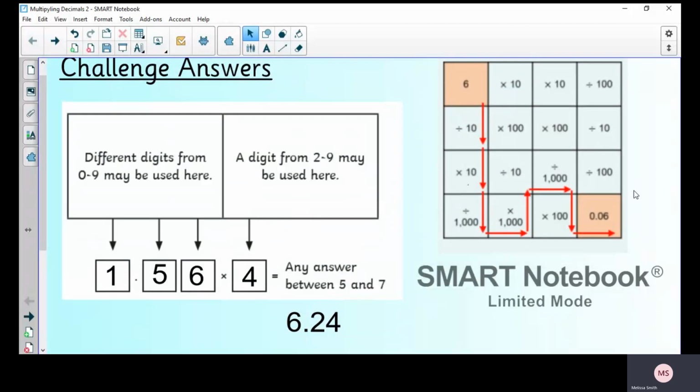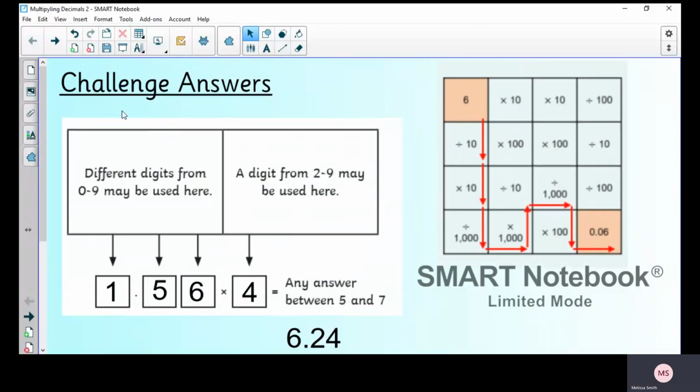And then if we look at this one here, this is one solution to get from the 6 to the 0.06. If you did come up with another solution, then please let me know. I had a quick look and I could only find the one solution, so I'll be very interested to hear if you managed to find another one. Okay, let's have a look at what we're looking at today.